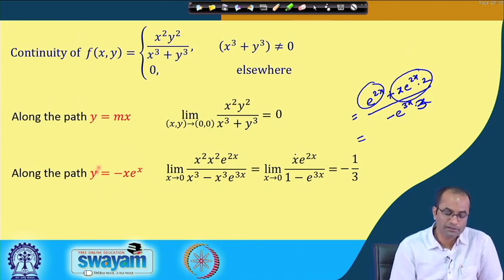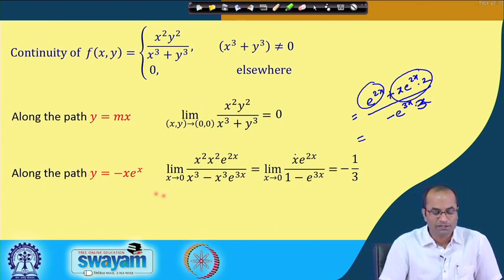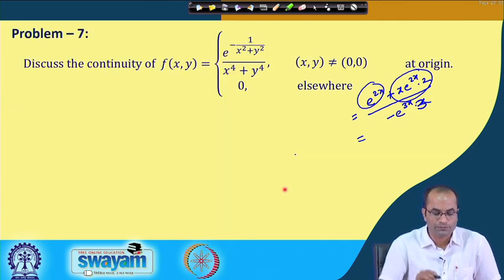Again, this path is going to 0. So, we have taken a very special path to show this is a very typical example and difficult to realize that along this path we will get a different limit, but this proves that the limit does not exist and hence that function is not continuous at 0 0.